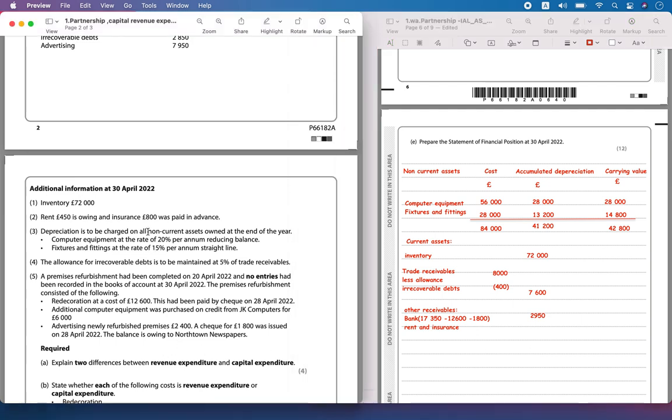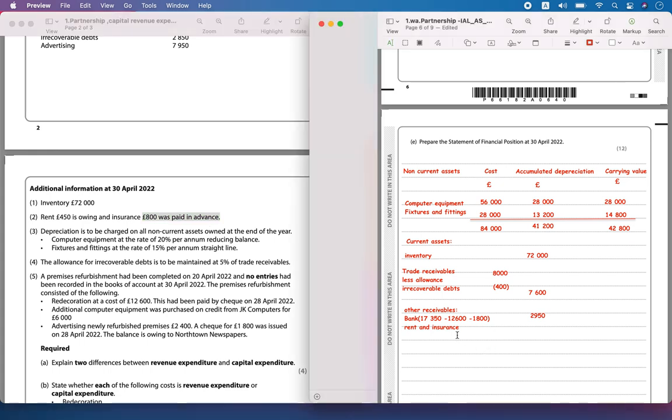Then insurance of 800, which was a prepaid expense paid in advance, becomes other receivables. The insurance prepaid was 800. The expense was prepaid, so it becomes other receivables.